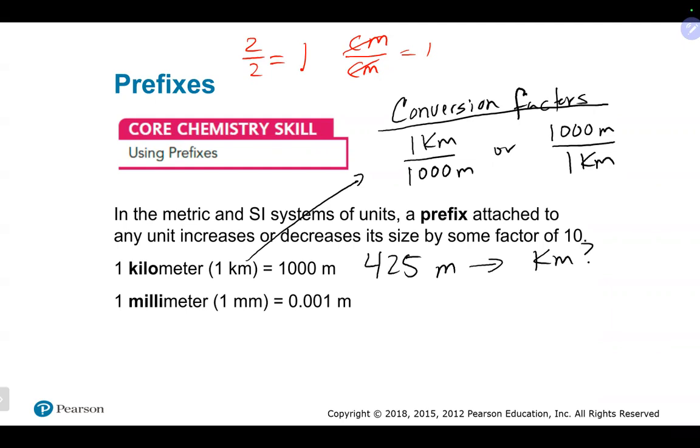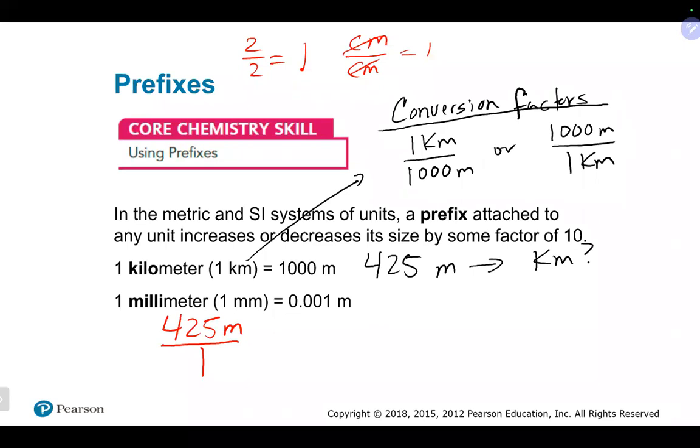So if we were to do this, we would start with our number that was given to us, which is 425 meters. Although it is technically not written as a fraction, when you write a number by itself and you turn it into a fraction, is that number up on top of the fraction or on the bottom? On the top, right? And it's basically 425 over 1. Why that's important in this type of calculation is I can clearly see whether my meters are up on top or on the bottom.